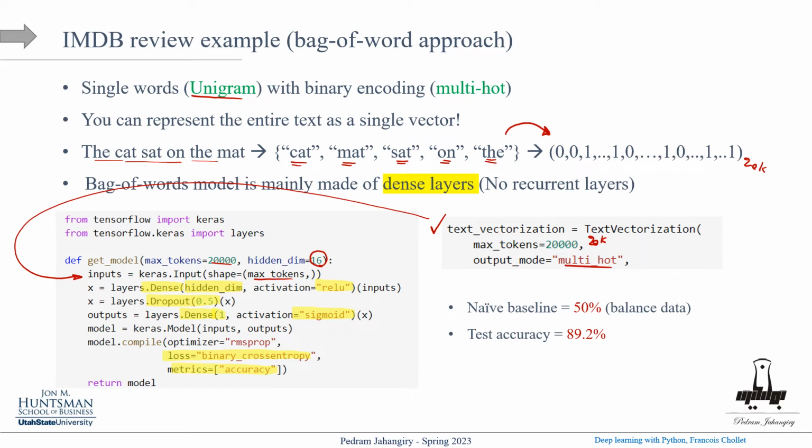Okay, so what is the output of this very simple bag of words model? Naive baseline, let me actually use the pen. Naive baseline performance is 50%. This is the accuracy, right? The data set is balanced. Your benchmark is just flipping a coin, so it's 50%. Then with this model, we can get the test accuracy to 89.2%. Not bad at all, right?